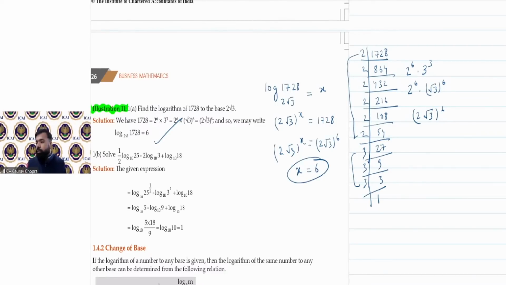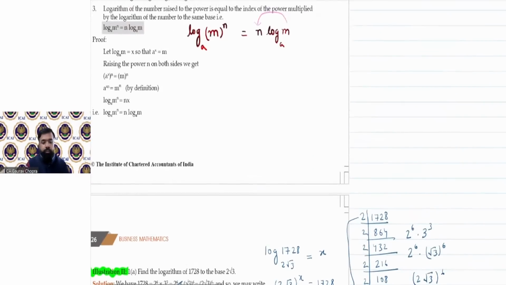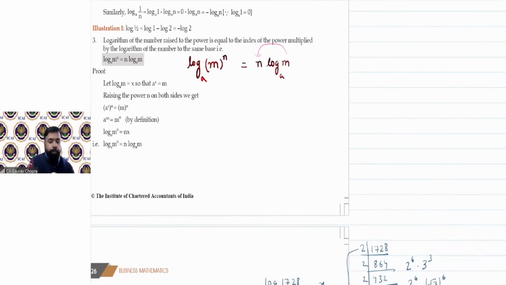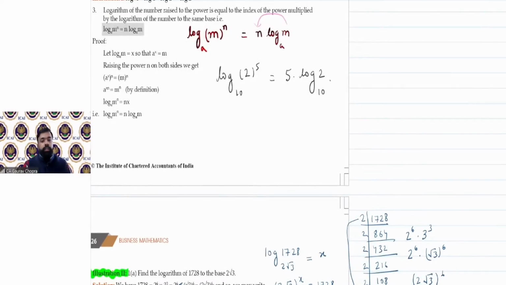Venkat Lakshmi says, please give an example for property number 3. Okay, let's do this. Let's have an example for this third property. It was log of 2 to the power of 5 with base 10. Now 5 is in the power and logarithm is there, so 5 will jump forward. 5 multiplied by log of 2 base 10. This is the result.